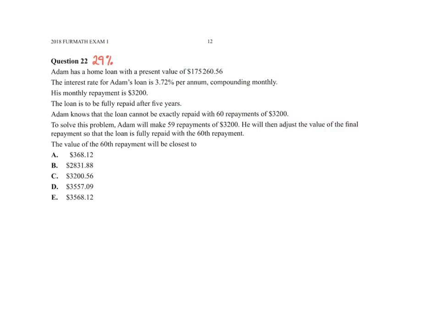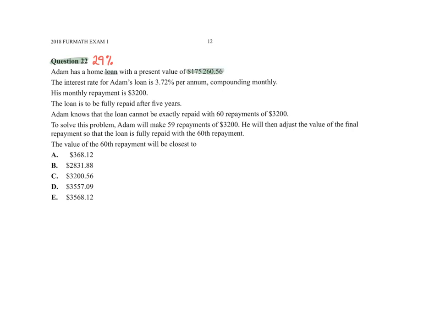So Adam has a home loan with a present value of 175,000, and so on. Okay, with these ones, boys, we are getting near to question 22, so we're getting later on into it. So you're probably going to be using Finance Solver. I like to start by writing down the values.